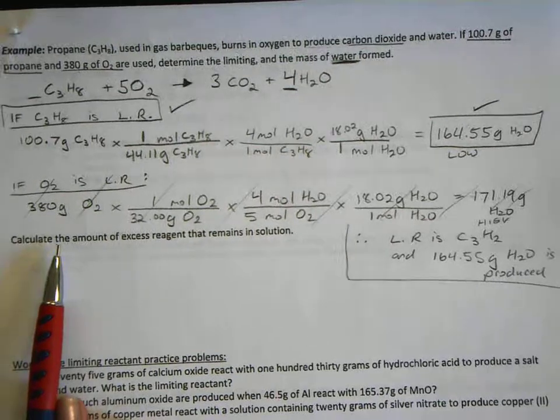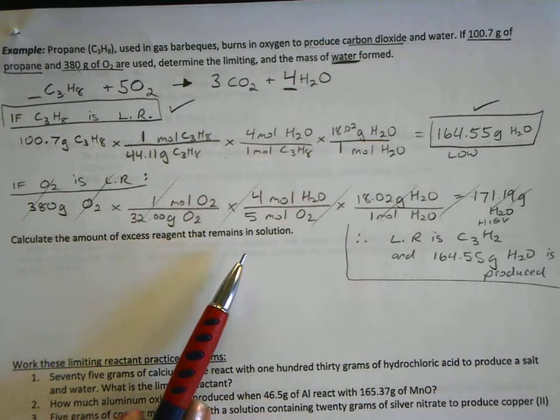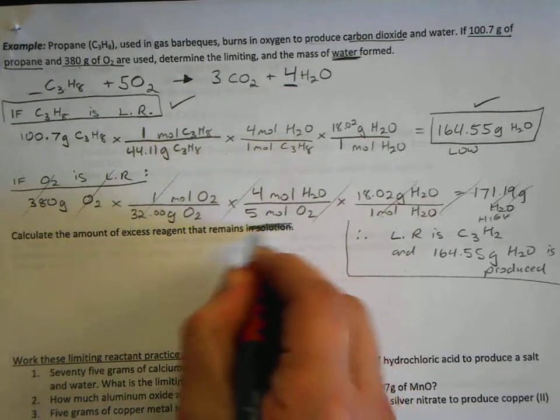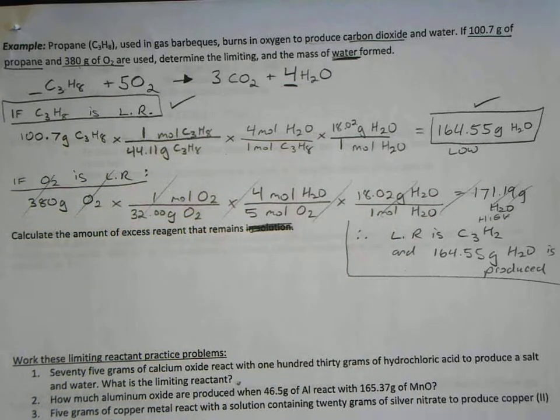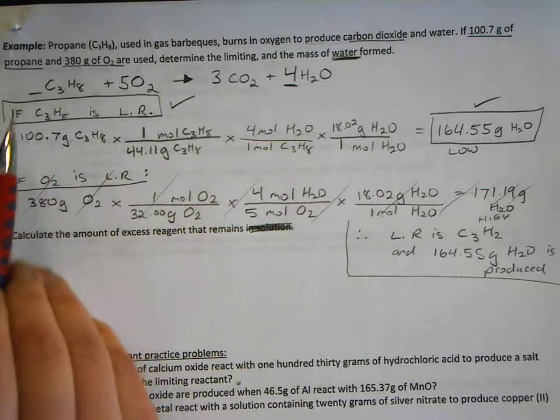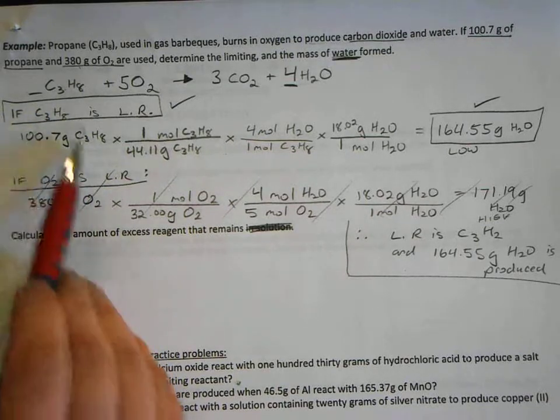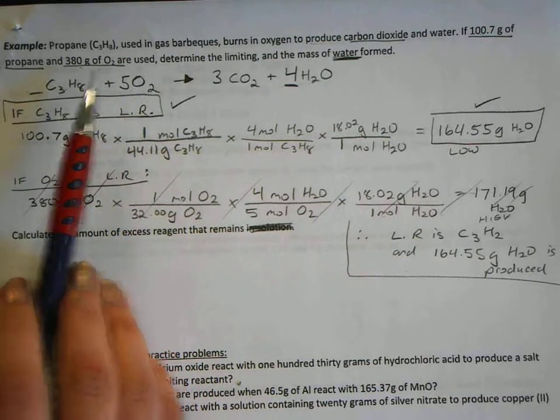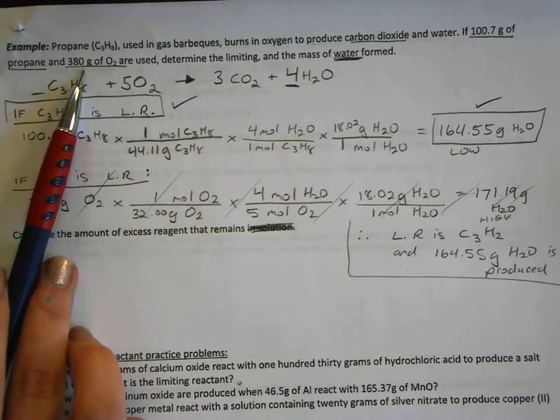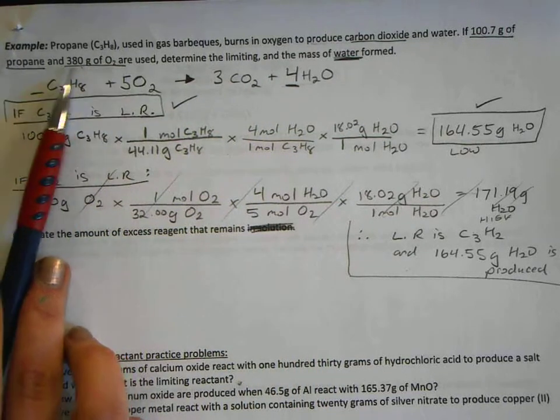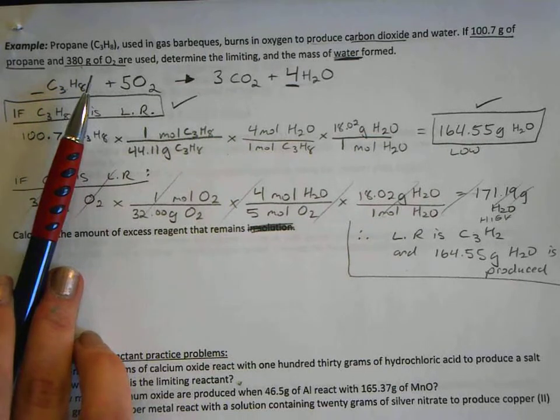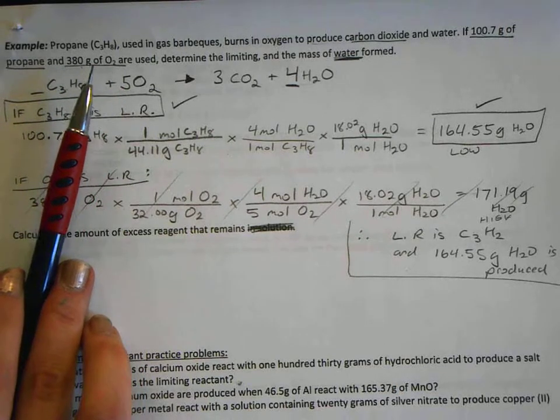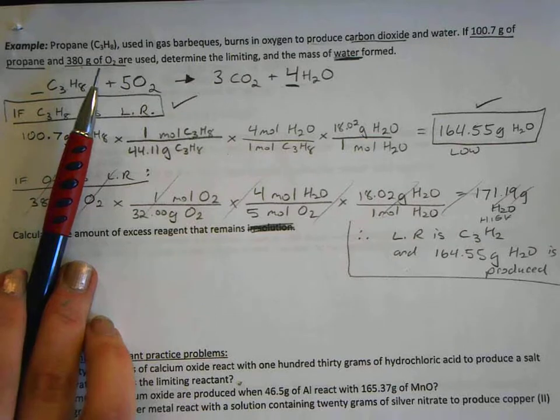The new part of the question is here. Calculate the amount of excess reagent that remains, in this case in the combustion. So how much do we have left over? We know that all of the propane gets used up. There is no leftover propane, but there is leftover oxygen. Another way of saying that is that we used up 100 grams of propane, but we didn't use 380 grams of oxygen. We used some other amount. If we could figure out how many grams of oxygen we actually used up, we would be able to figure out how much excess oxygen we had just from subtraction.